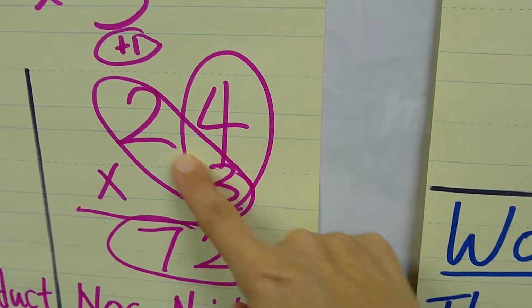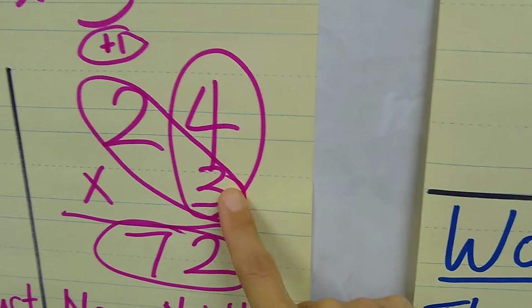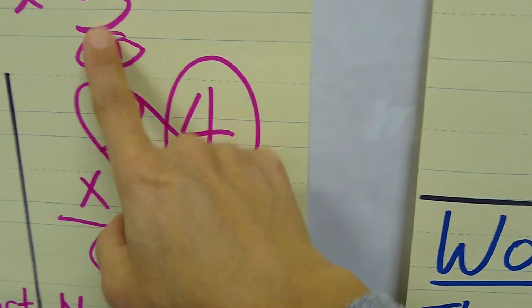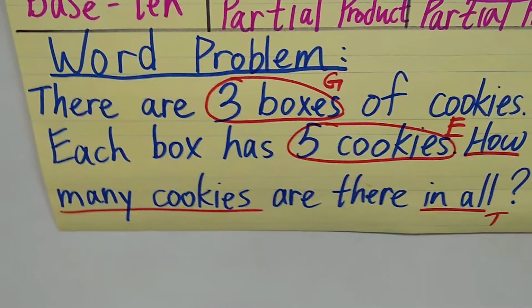The nosy neighbor goes to the tens place. That's why it's nosy, because it goes to every single place. 2 times 3 is 6. 6 plus 1 is 7. So 72.